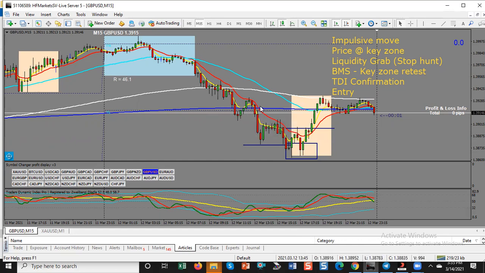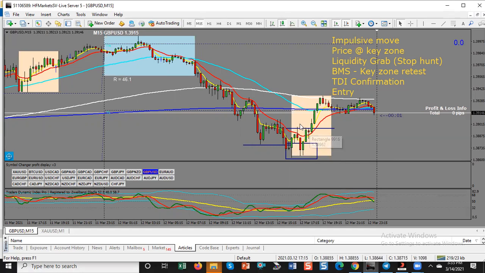Price came to a key zone here and even traded below it. And at this point, this is where we have the liquidity gap. Price moved in and moved out immediately. So when price moved away after taking liquidity, it created a high here, and came back to retest the liquidity zone.